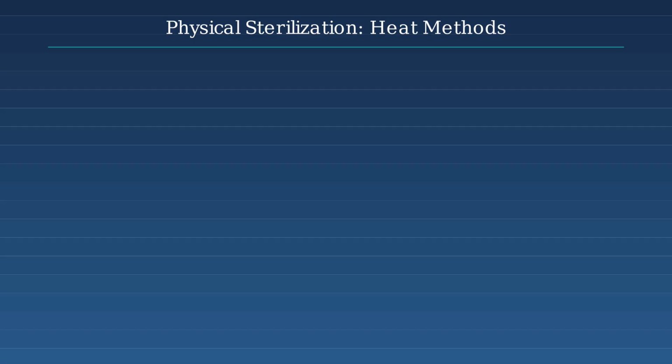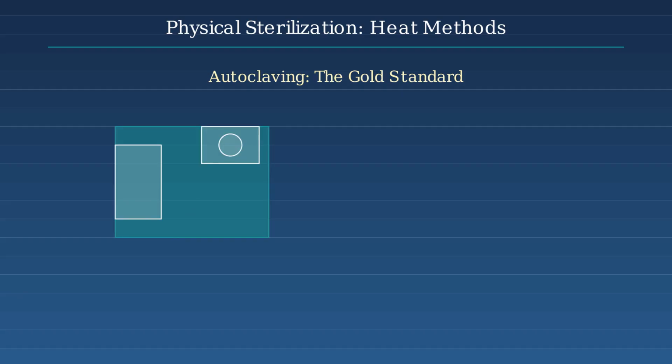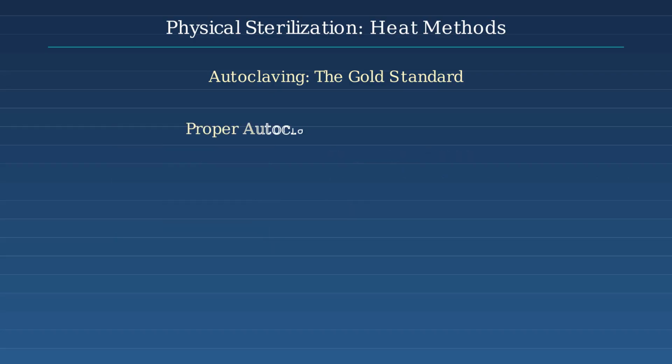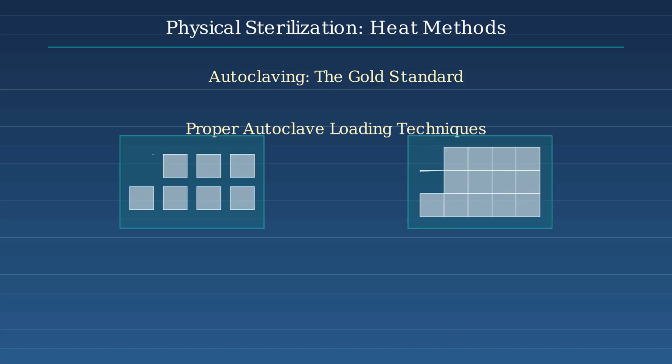Autoclaving is considered the gold standard for most laboratory equipment sterilization. An autoclave uses pressurized steam to reach temperatures of 121 degrees Celsius, which is more effective than boiling water. Autoclaves typically operate at 121 degrees Celsius and 15 pounds per square inch of pressure for 15 to 20 minutes. Proper loading of an autoclave is crucial for effective sterilization. Items should be arranged with sufficient space between them to allow steam circulation.